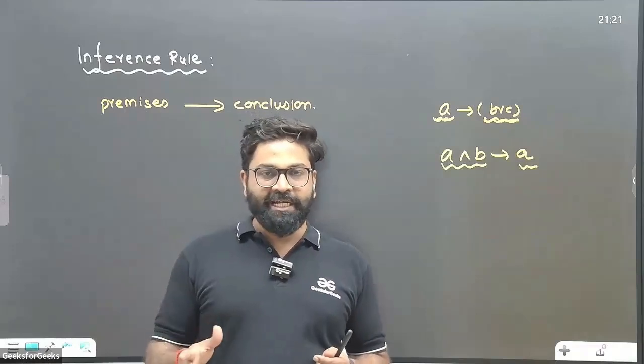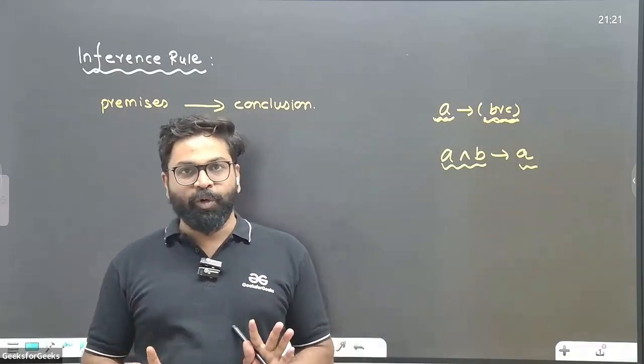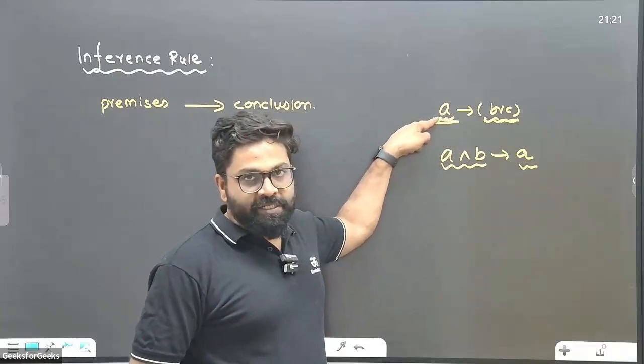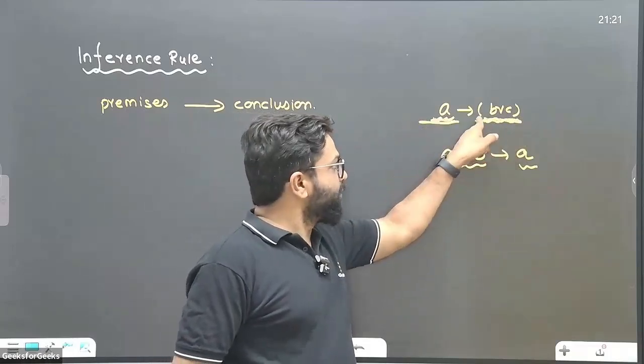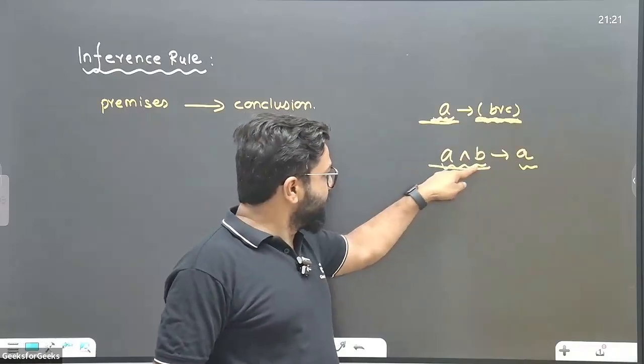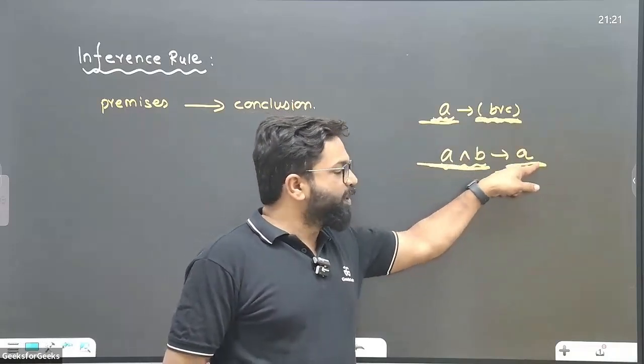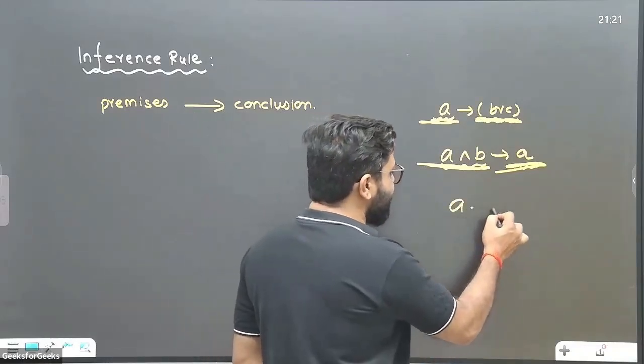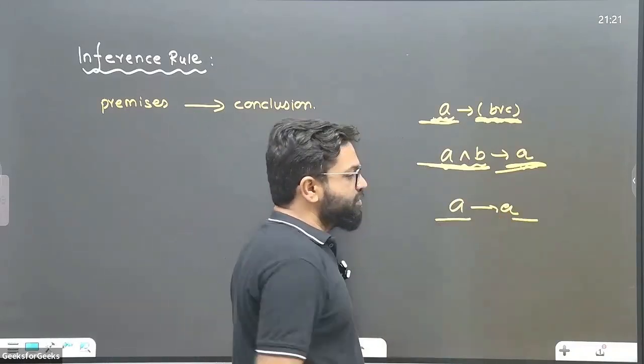See, your propositional statement can be simple or it can be a compound propositional statement. For example, here the left side is a simple propositional statement and the right side is a compound propositional statement. Or it can be a mixture of anything. For example, it can also be very simple. This is also simple, this is also simple.